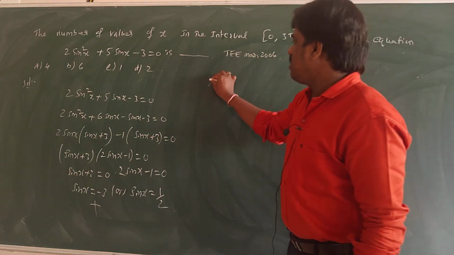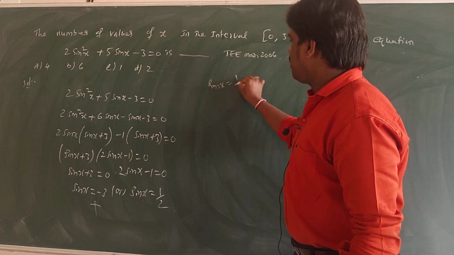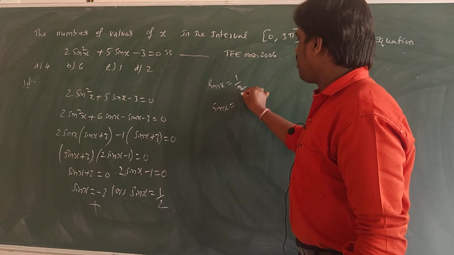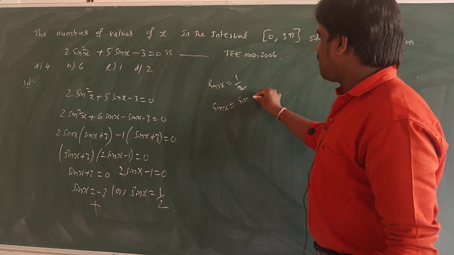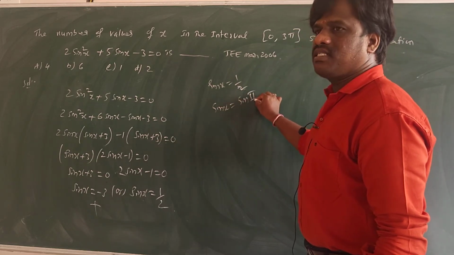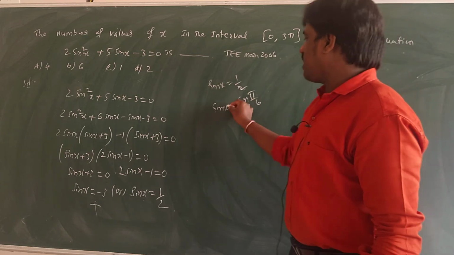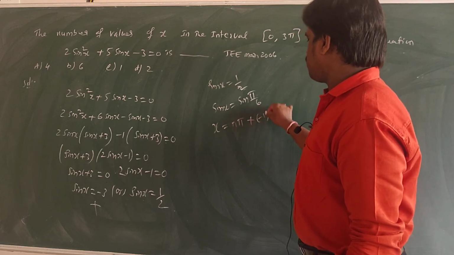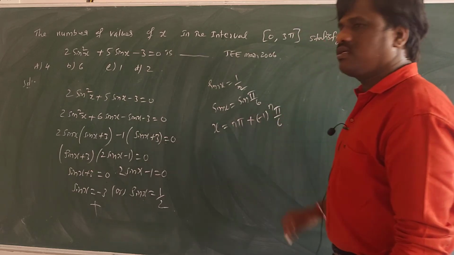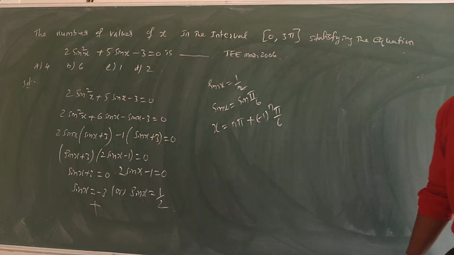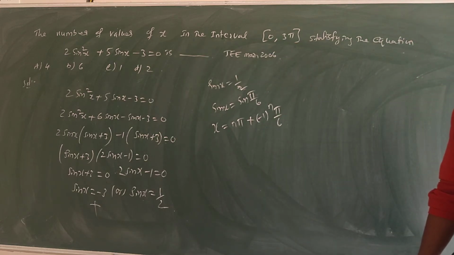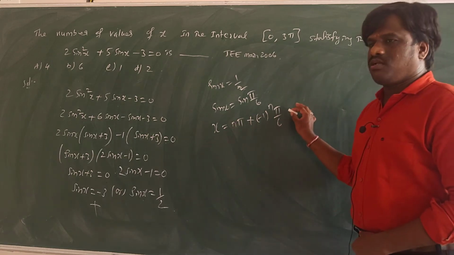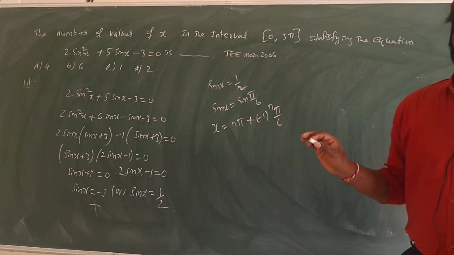What is the general solution? Sin x is equal to half, when you get sin pi by 6. Then you can write the general solution x is equal to n pi plus minus 1 to the power of n pi by 6. But he asked till where here? 0 to 3 pi. So you have to check this. Don't use the general solution for such things.